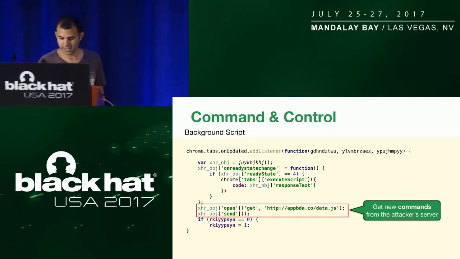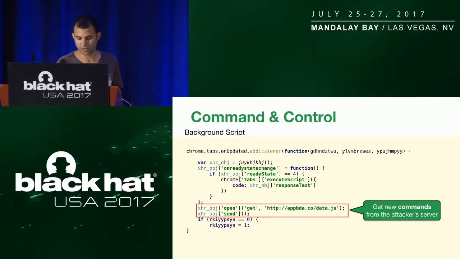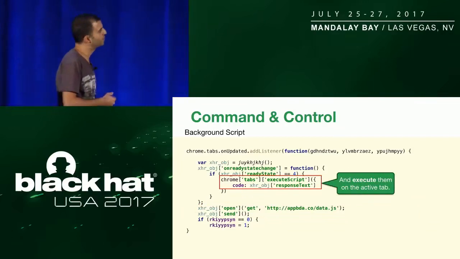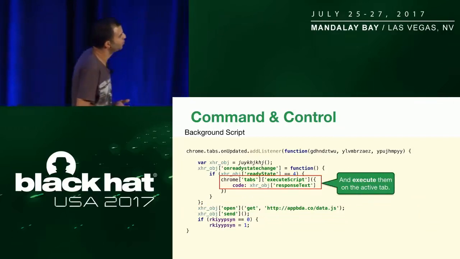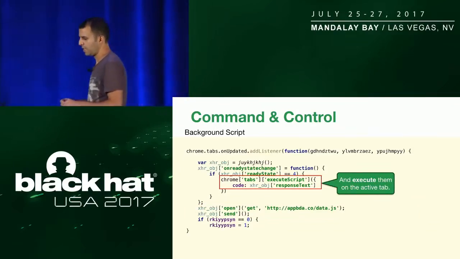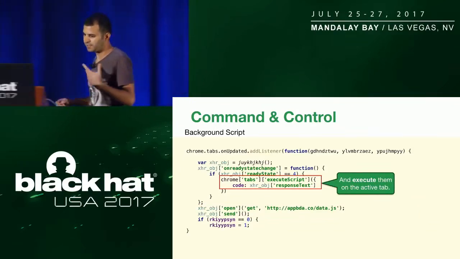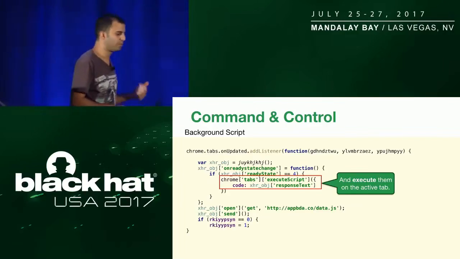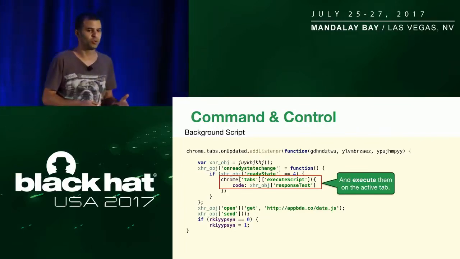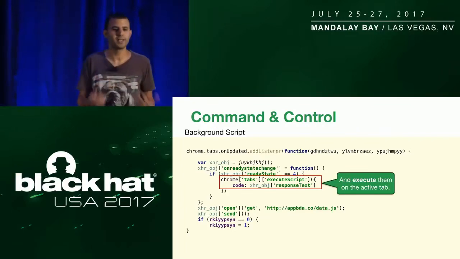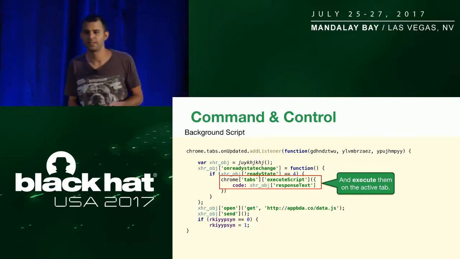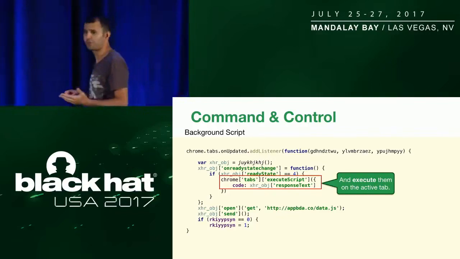Then it takes this data.js script from the attacker servers and, using the Chrome API tabs.executeScript, it runs it on the active tab. So this actually makes this bot not static. I mean, the attacker is able to adjust his attack all the time. He can always change the commands file that is served to his bots.